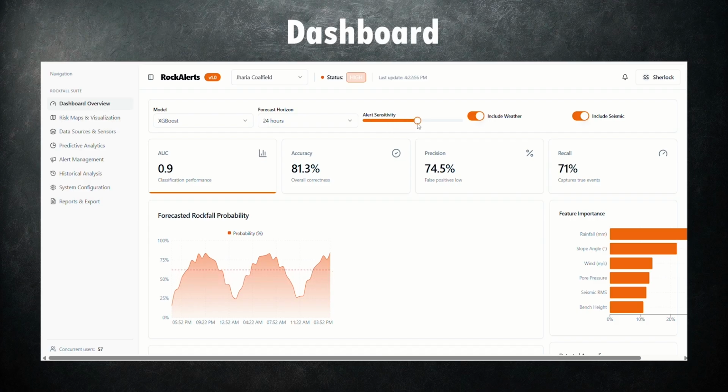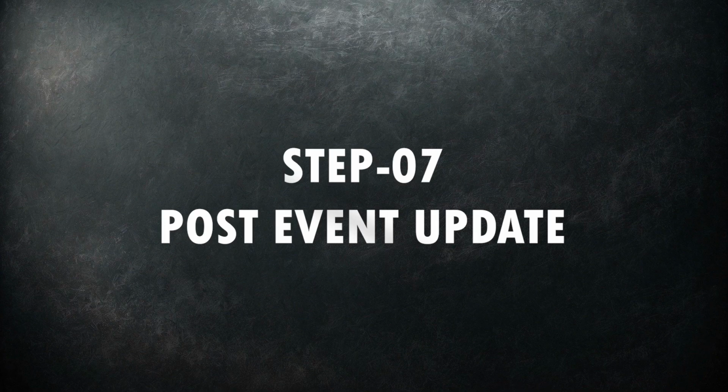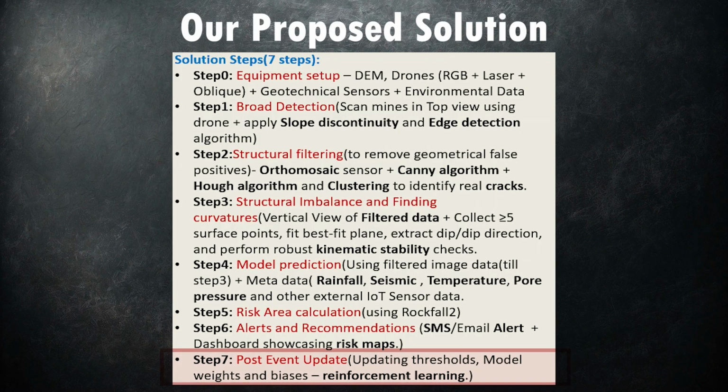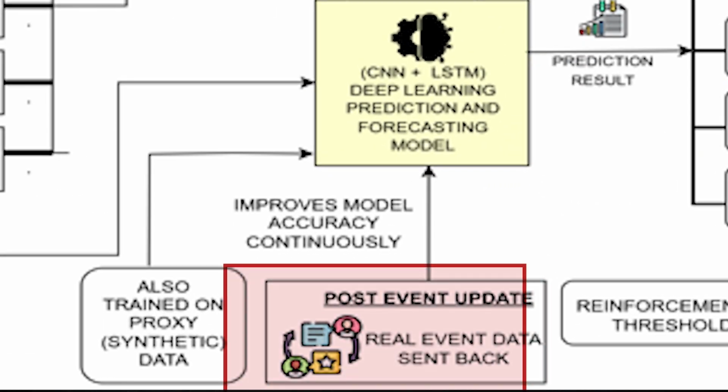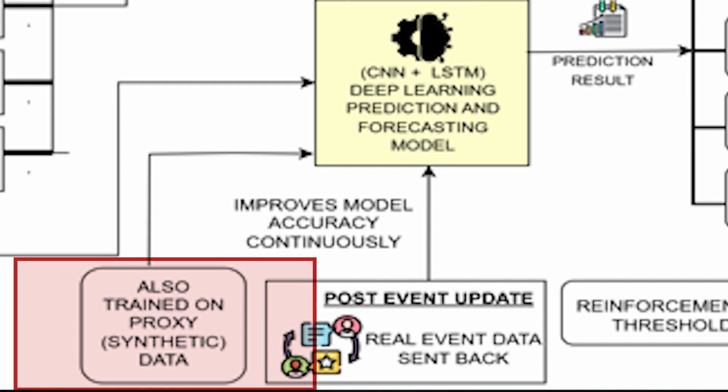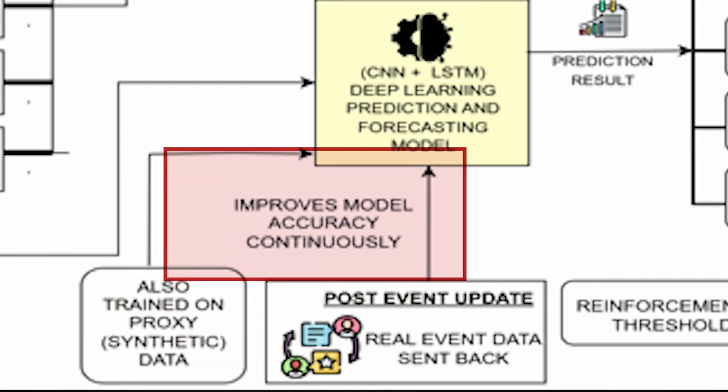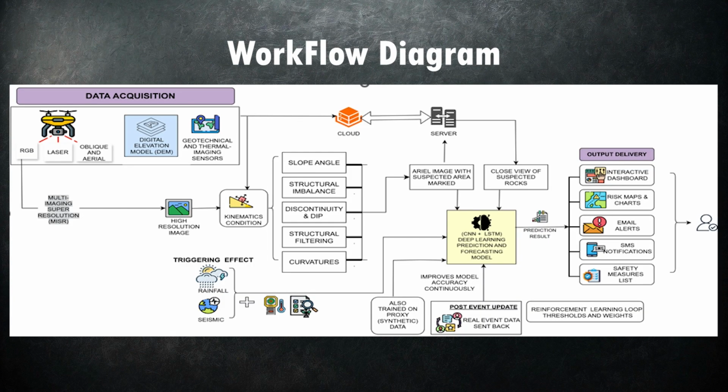Step 7, post-event update. After each slope event, whether it's a small rockfall or a significant failure, our system learns from the outcome. It updates its thresholds and retrains its AI model using reinforcement learning. Over time, the system becomes smarter, more accurate, and better suited to the unique geology of each mine.